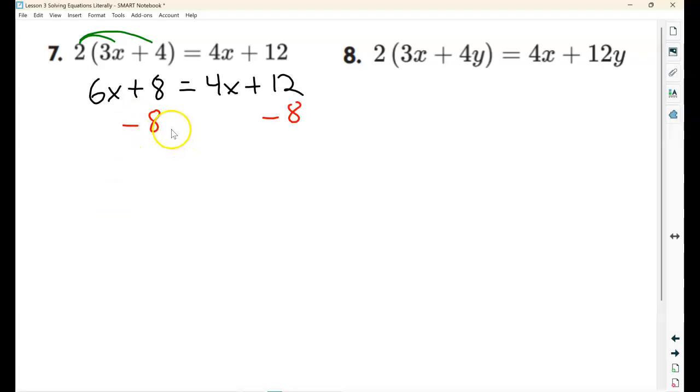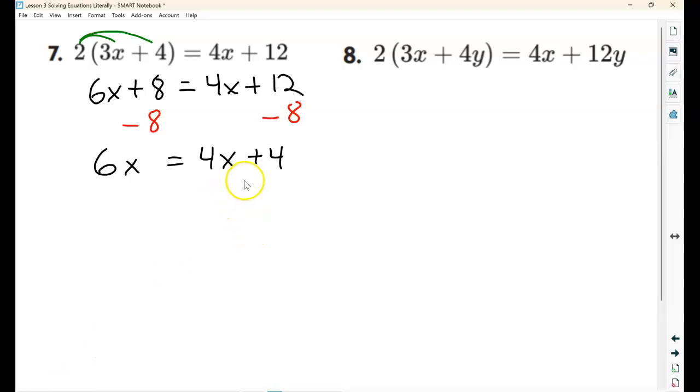Now, when you get right here, there's two ways to do it. What I like to do is move the letters to the left and the numbers to the right. Notice right here you got 6x, 4x, 8, and 12. You got a variable on the left side and a variable on the right side. So now I got 6x plus 8 is equal to 4x plus 12. So I subtract 8 on both sides. Okay, moving the number to the right, letters to the left. You don't have to do it that way, but I like to do it that way so I can keep the variable on the left-hand side.